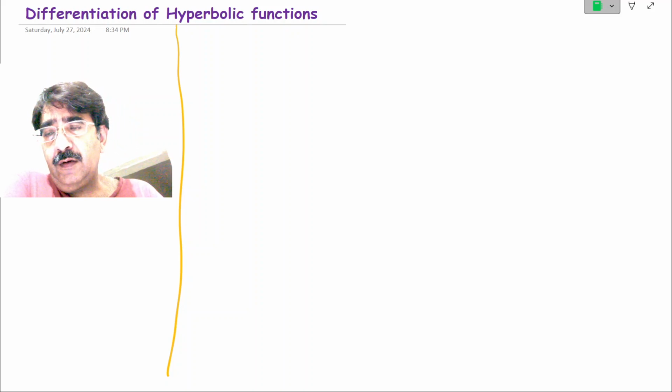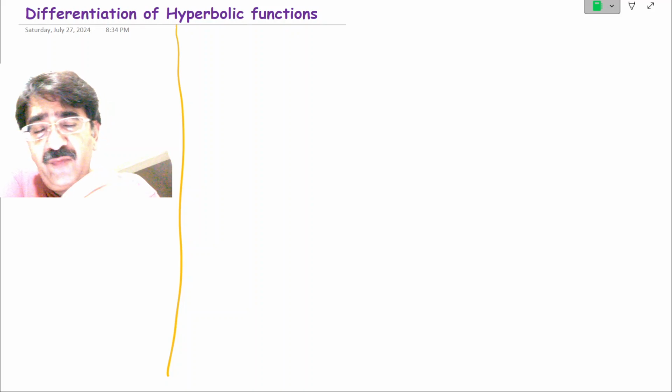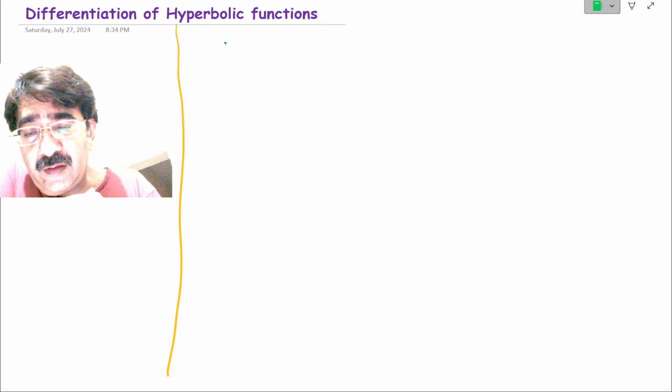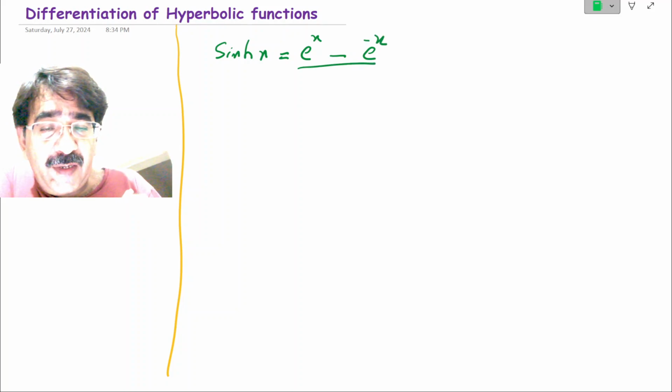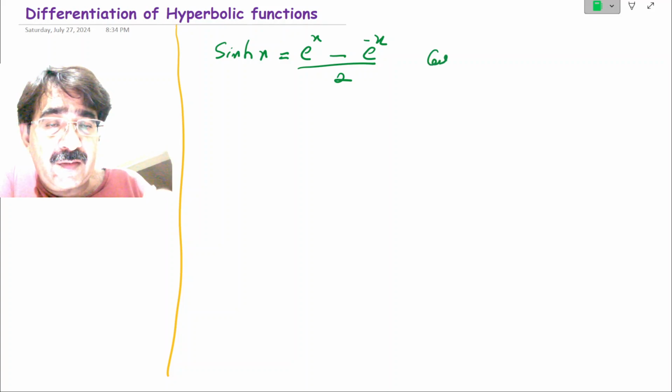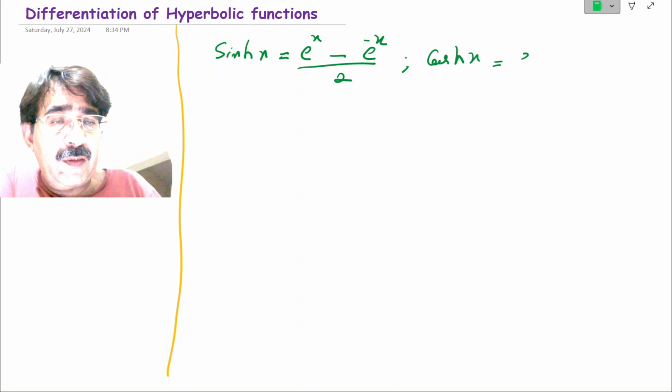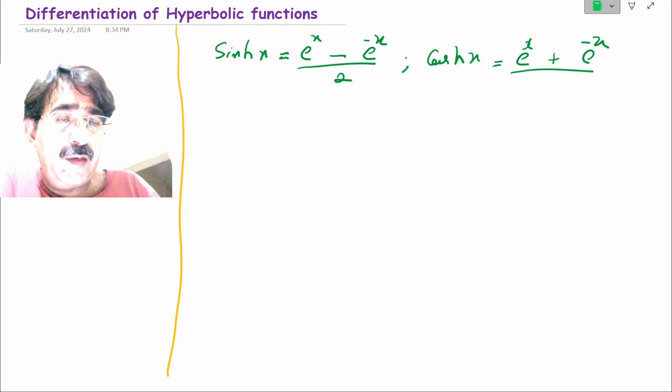Now we will discuss the differentiation of hyperbolic functions. But before discussing the differentiation of the hyperbolic function, we must be familiar with some expressions of hyperbolic functions, that is, sinh x is equal to (e^x minus e^(minus x)) divided by 2, while cosh x is equal to (e^x plus e^(minus x)) divided by 2.